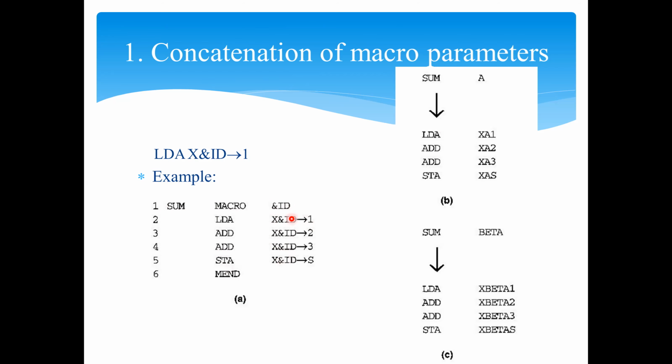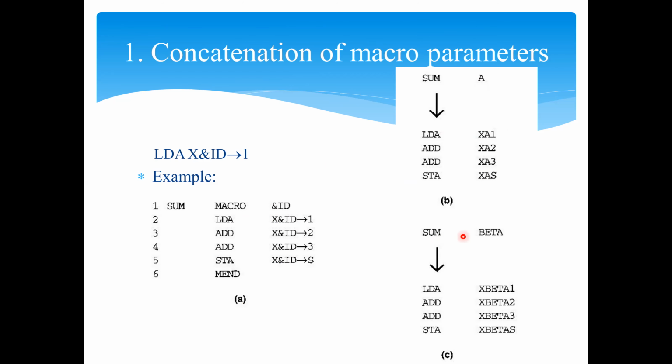Let us look at an example. Suppose you invoke the macro as sum a, where a is the argument passed to the parameter id. When you expand the macro, a will replace id wherever it appears. That's how you generate the variables xa1, xa2, and so on. In the expansion, the concatenation operator doesn't appear; it only replaces id with the argument being passed.